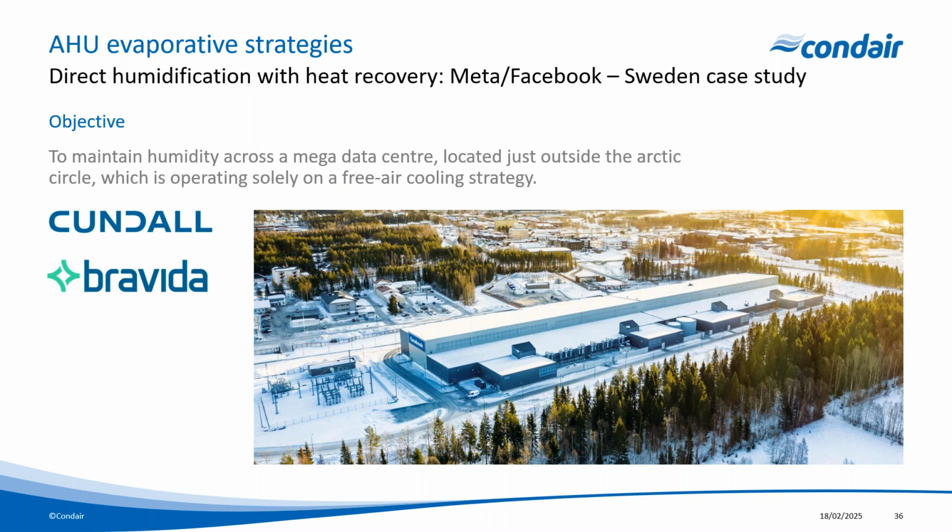So the case study that we have for you here is a Meta data center located in Luleå, Sweden. The objective was to maintain a minimum humidity level across a large data center located just outside the Arctic Circle while operating solely on a free air cooling strategy. The humidity range for this design was 20 to 80%. Given the climate in this part of Sweden can drop as low as minus 40 degrees C, once that air is introduced into the building and heated back up, the indoor humidity would likely drop potentially as low as about 2%. So without any proactive humidification, we'd be well below that minimum 20% limit.